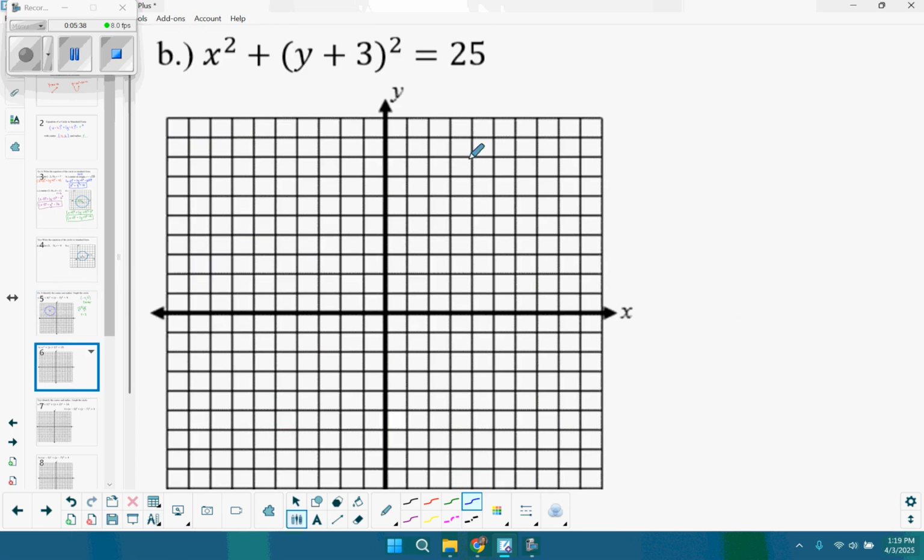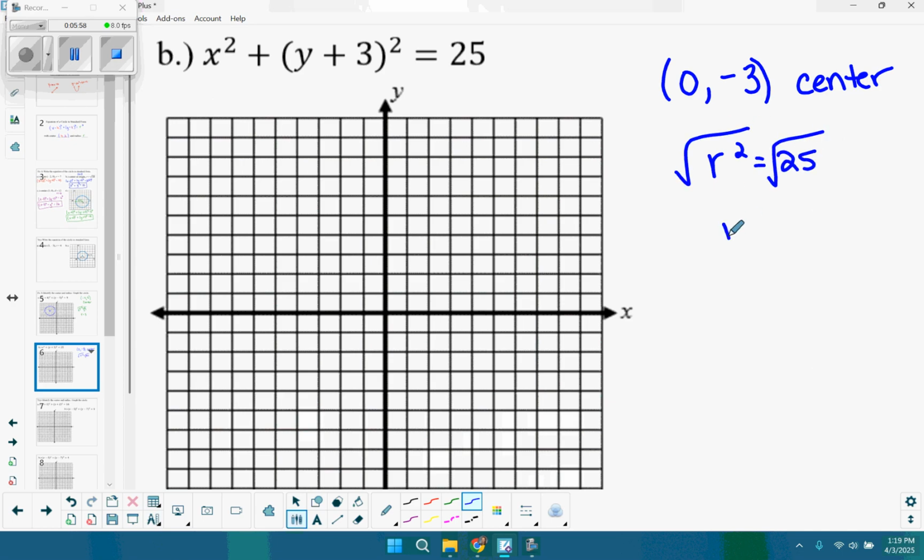For B, we had nothing being added or subtracted from the x, so that is 0. Y plus 3, we're going to take the opposite. We're going to make it a minus 3, so that's my center. And r squared was equal to 25. Taking the square root, my r would really be 5. To graph this, I'm going to graph my point (0, -3). And now we're going to go 5 spaces away.